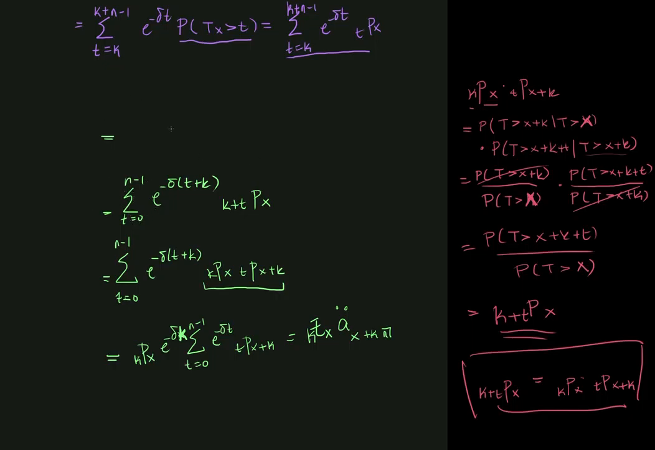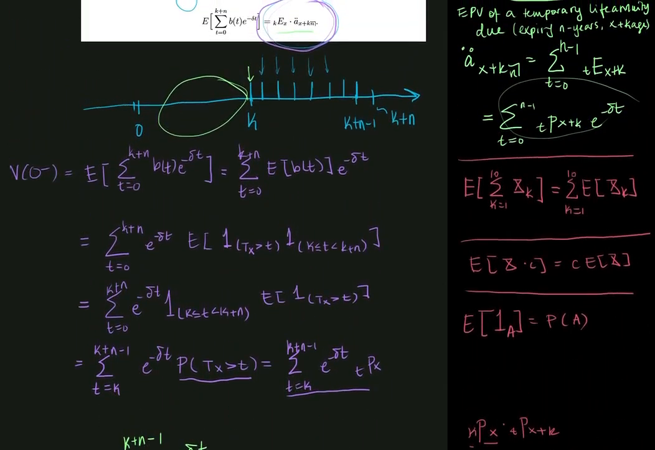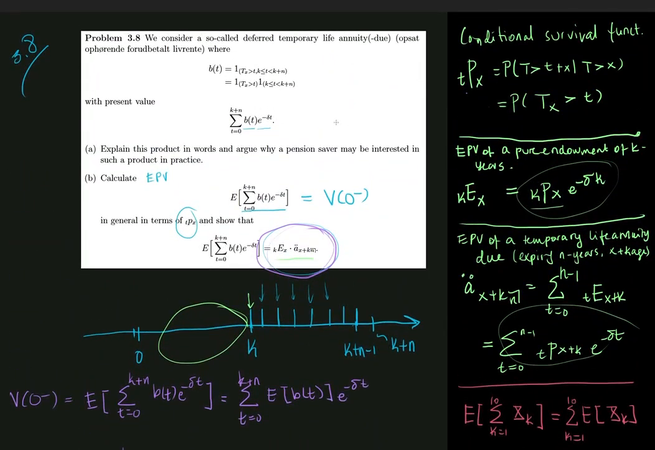So essentially what we can do is we can take the k and move it into the index. So we just sum from k to k plus n minus 1 instead, and we have e to the minus delta t, tpx. And lo and behold, that was also the expression that we had from above. So now we have shown that the expected present value in this case, where our contract is a deferred temporary life annuity due, is given as the expression that we wanted to show earlier.